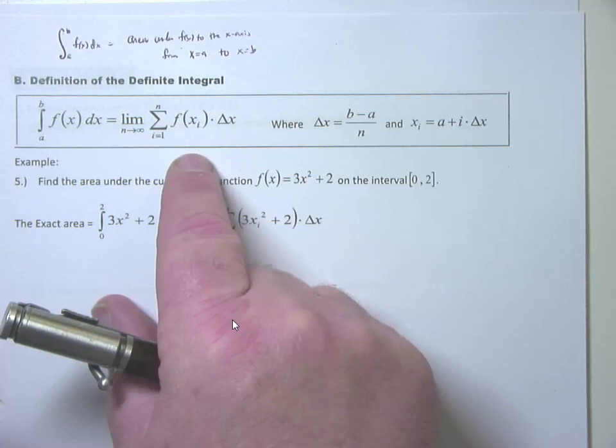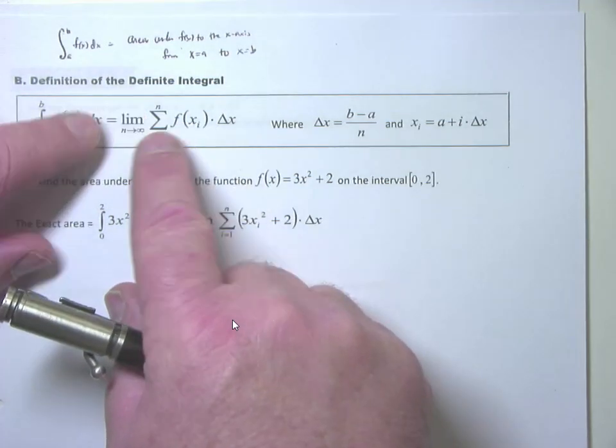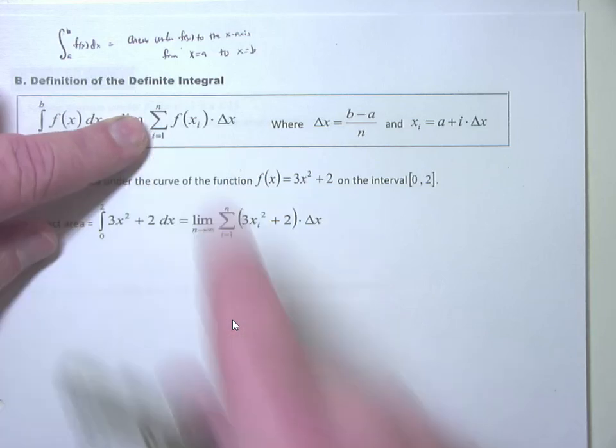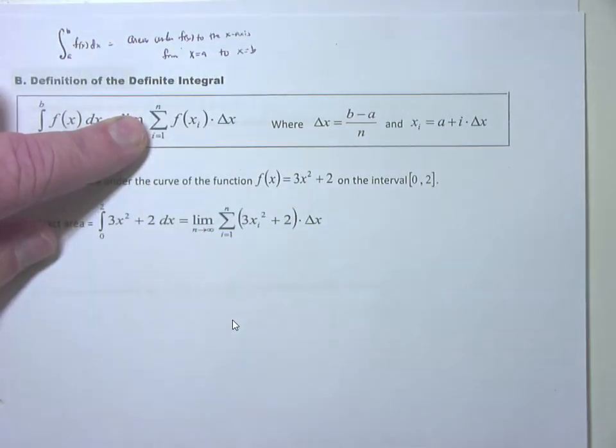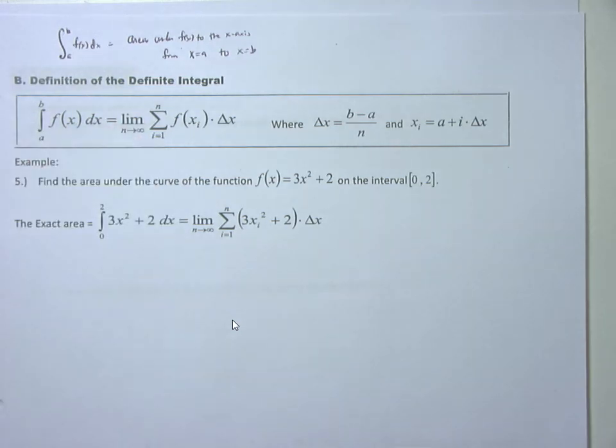That's summation. This is your Riemann sum. This is the formula. And since we're taking the limit as n approaches infinity, it doesn't matter if you use the left Riemann sum or the right Riemann sum. The fact of the matter is the number of partitions is going to infinity, so you get the exact area under the curve.